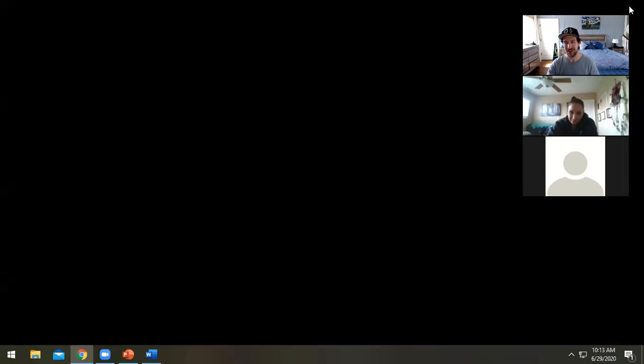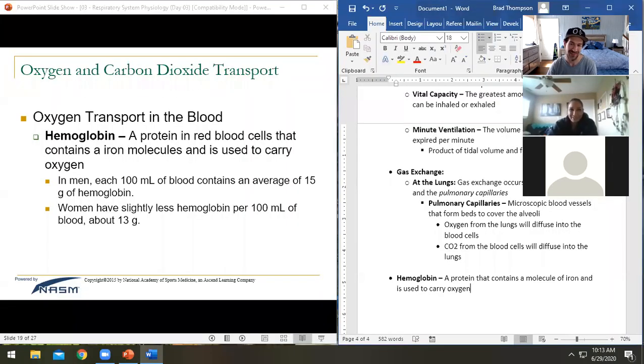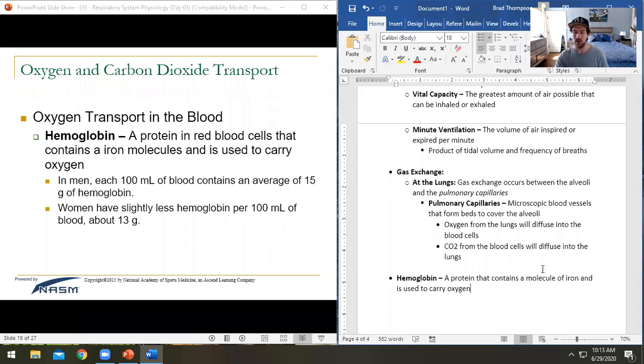I'm way off the track on Analogy City right now. I need to get back to regular. So, hemoglobin, right? Hemoglobin is a protein, and it contains iron molecules. That's what carries oxygen. Men and women have slightly different concentrations here. In men, for every 100 milliliters of blood, we have an average of about 15 grams of hemoglobin. Women have just a little bit less, with 13 grams of hemoglobin.